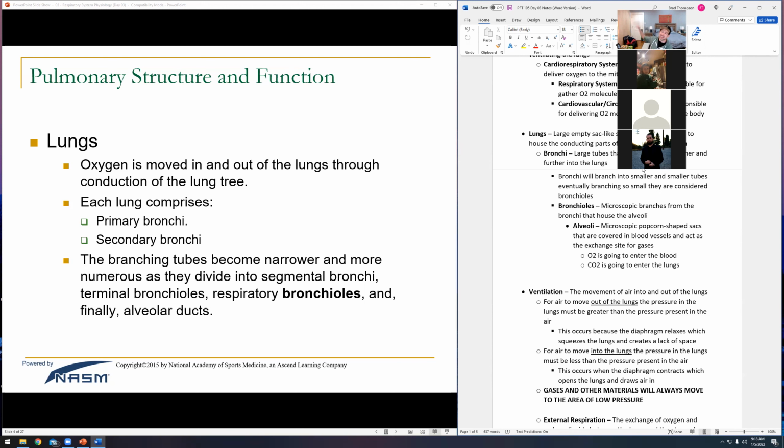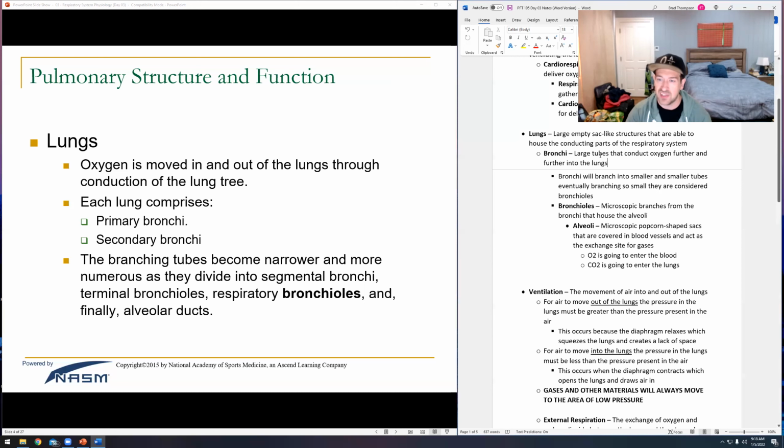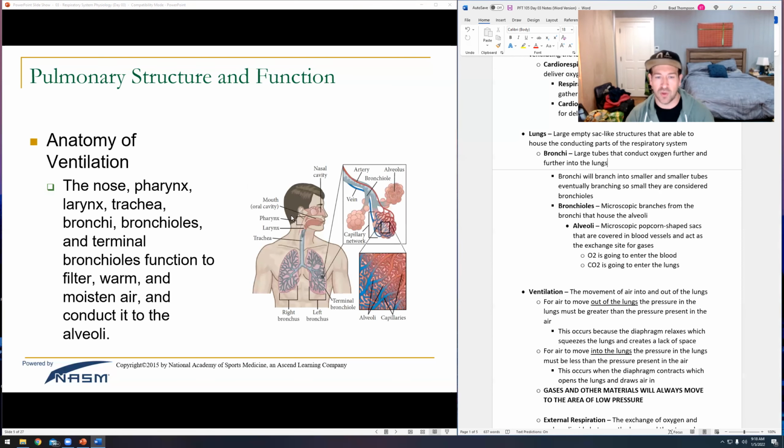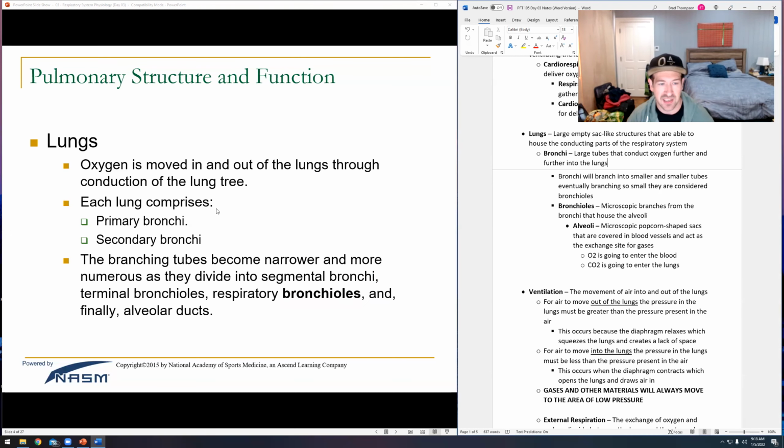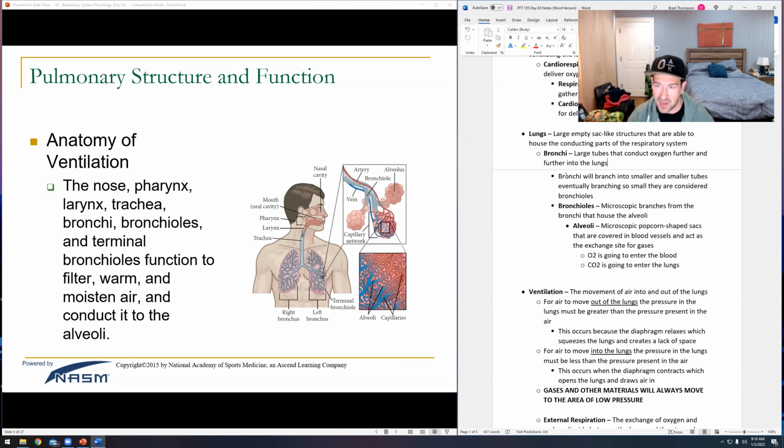But like a conductor would be like, you got to go here, you got to go here, you got to go here, right? The conducting part of your lungs, they're little tubes that send oxygen into smaller and smaller branches where they need to go until they eventually get to being exposed to your blood. So that's why we call it the conducting parts of your lungs. And so inside your lungs are what are known as bronchi. And you can see each lung has these two primary bronchi. And bronchi are these large tubes that conduct oxygen further into the lung.